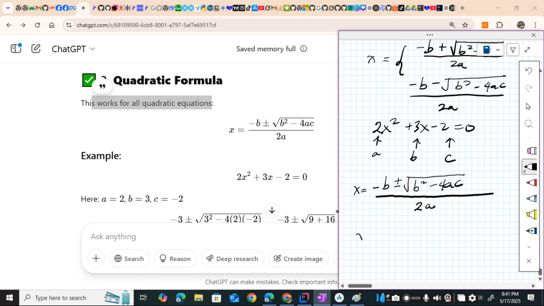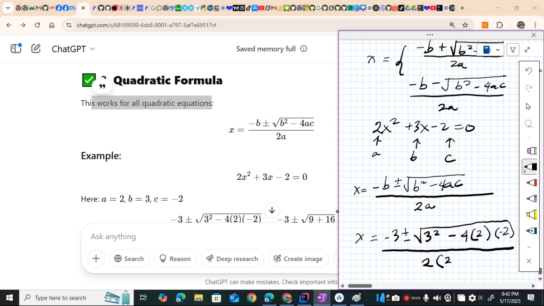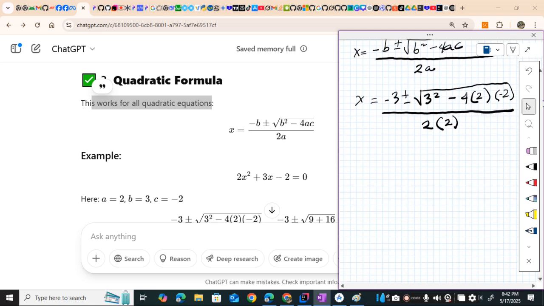Now let's plug in the values. Our b is 3, so negative 3, plus or minus the square root of b squared. Again, b is 3, squared, minus 4 multiplied by a, which is 2, and c is negative 2, and we divide by 2 multiplied by a, which is 2. Then let's scroll down to have more space. So we perform the calculations now.